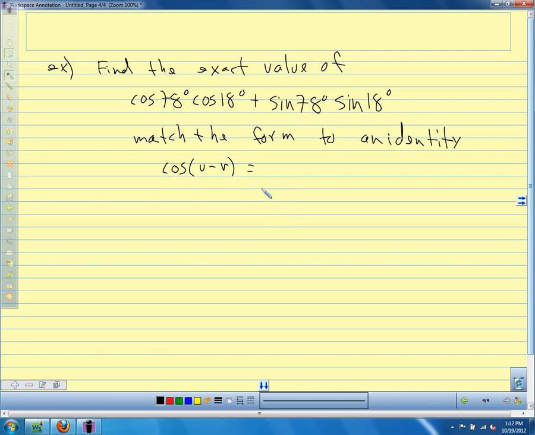So cosine of u minus v is cosine u cosine v minus sine u sine v. So this form matches this identity. So here u is 78 and v is 18. So we're going to go from here to here.